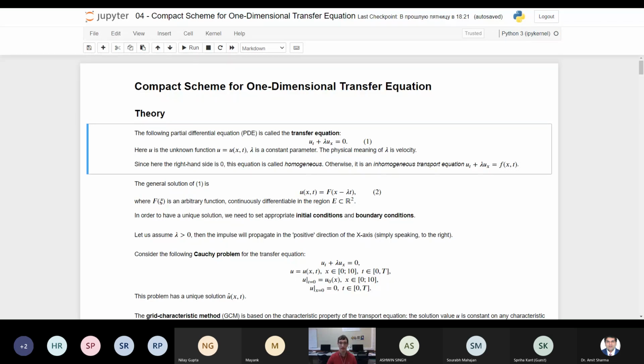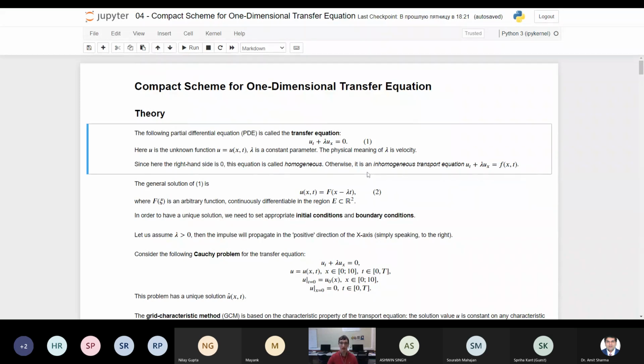Since the right-hand side of the equation is 0, this equation is called homogeneous. Otherwise, if we have a right-hand side function of x and t, it would be an inhomogeneous equation. But here we concentrate on the simple case.